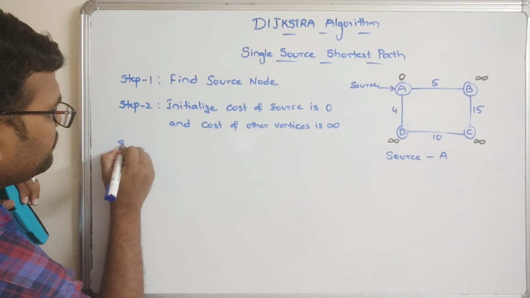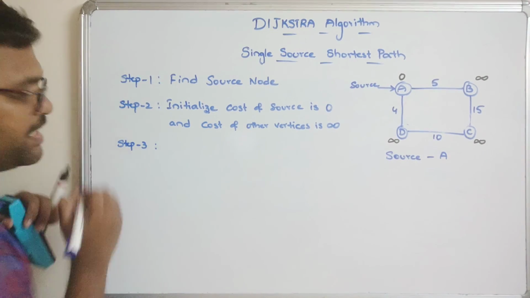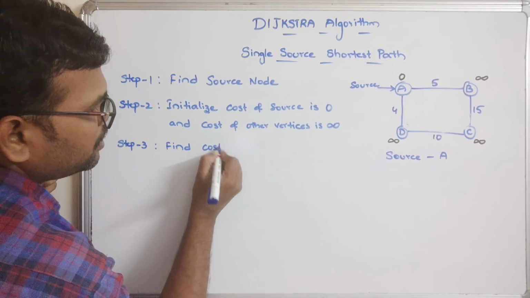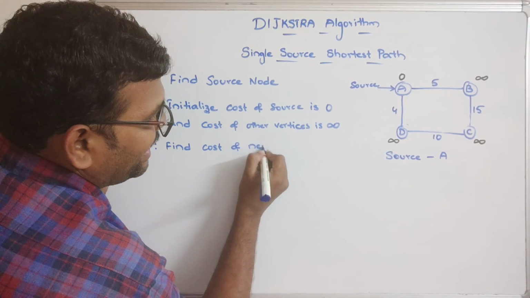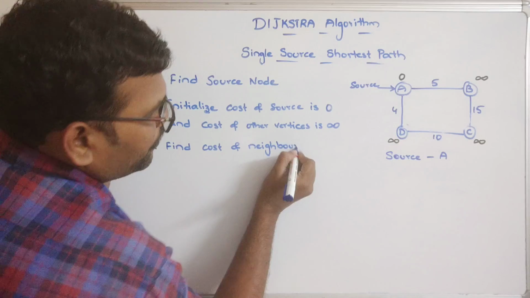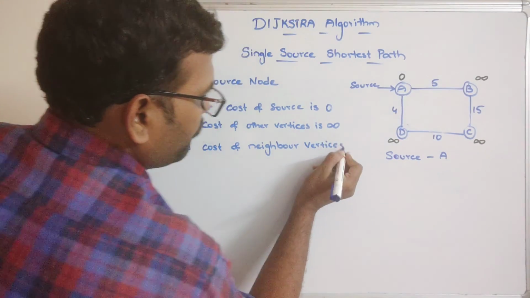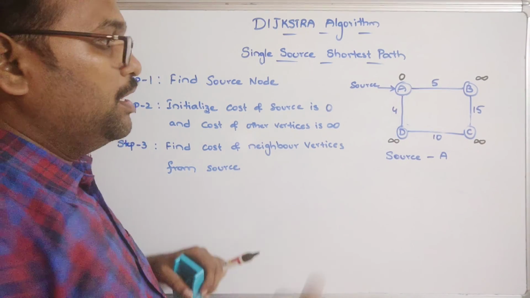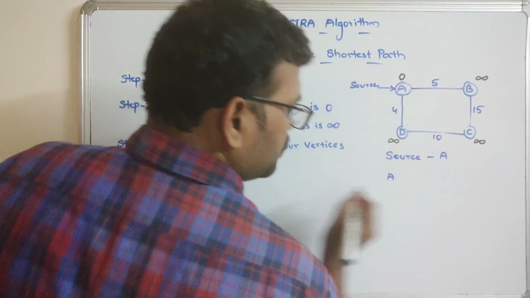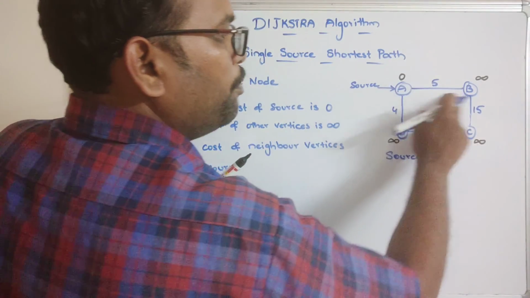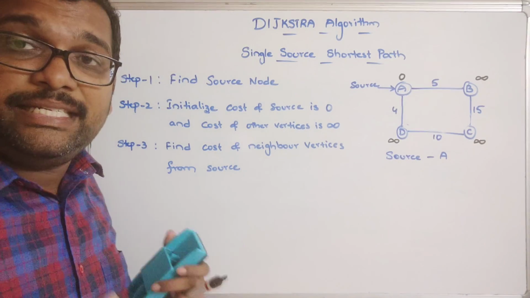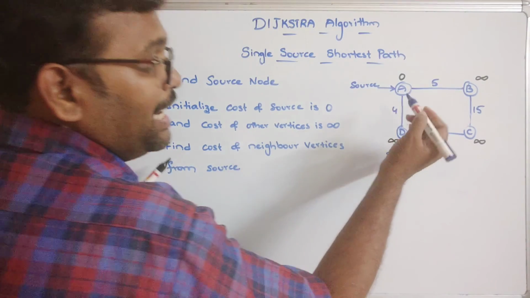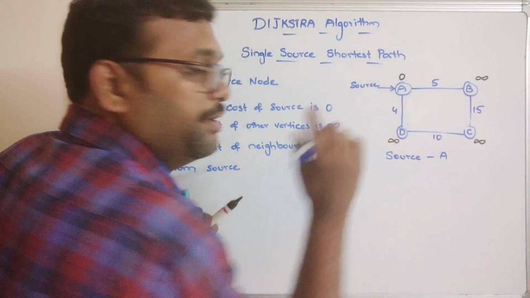So next, step 3. Find the cost of neighbor vertices from the source. So what are the neighbor vertices? B and D. How can we say that B and D are the neighbors and why not C? Because there is a connectivity between A and B and A and D.